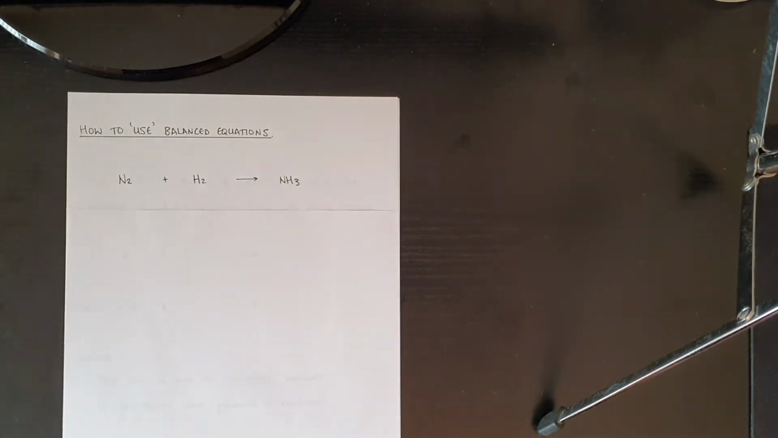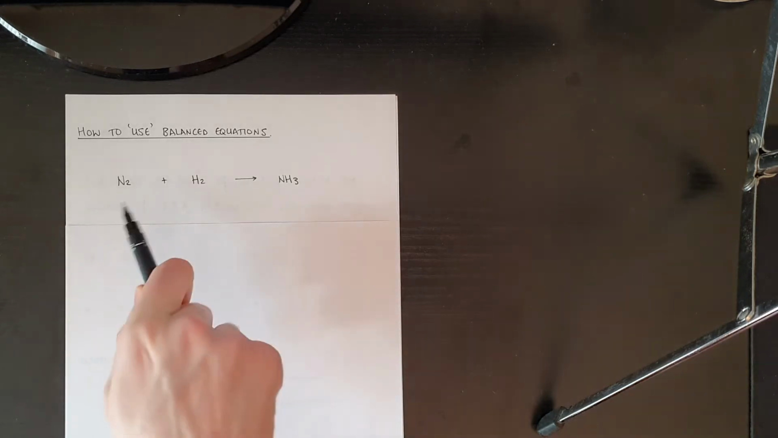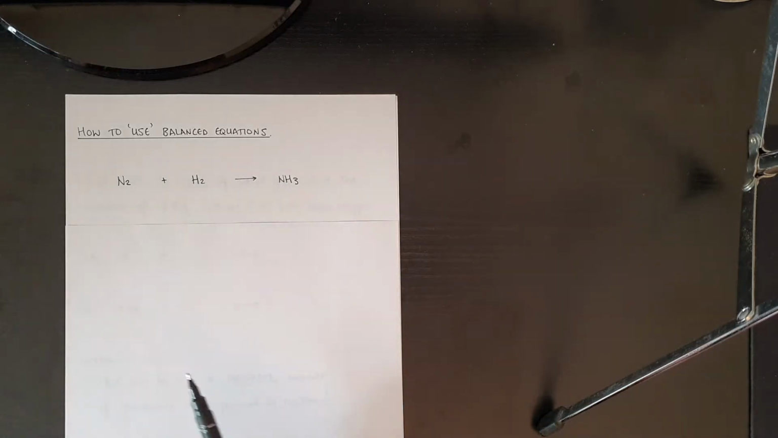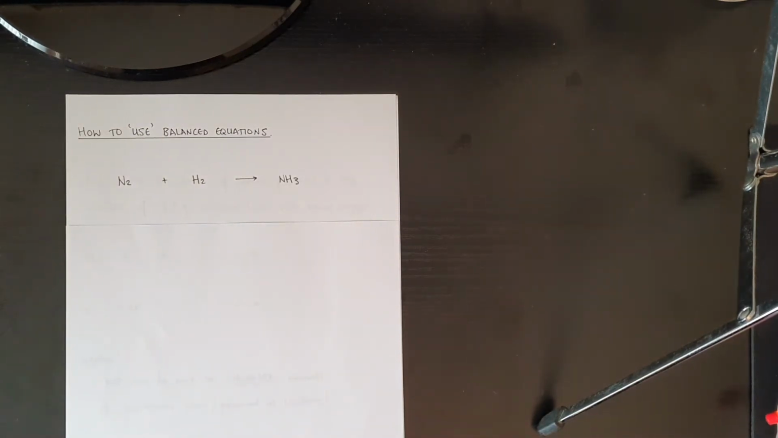an equation. So for example, if I take this very common equation, this is the equation for the Haber process, which you'll learn about in Unit 3, and it's when we take nitrogen gas and hydrogen gas and we produce ammonia. Now, this equation is not balanced because I do not have the correct number of atoms on each side, so we're going to have to balance this before we start.